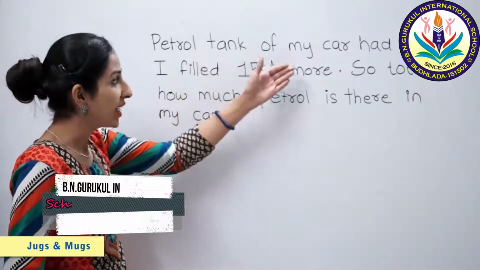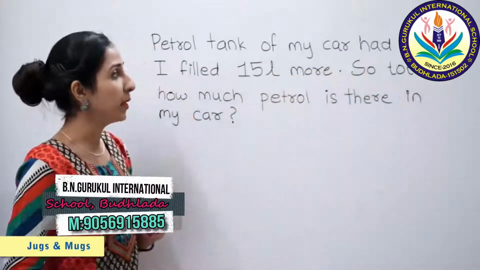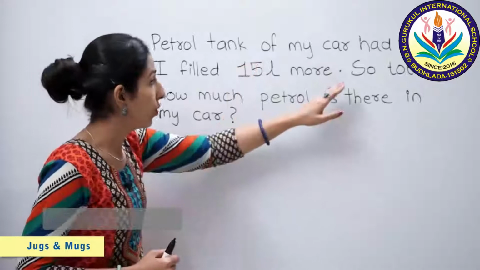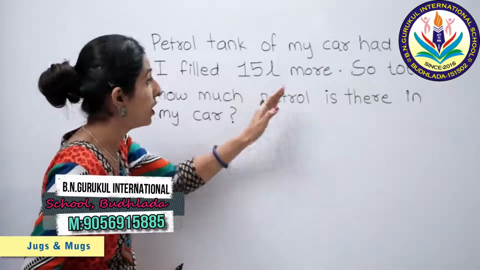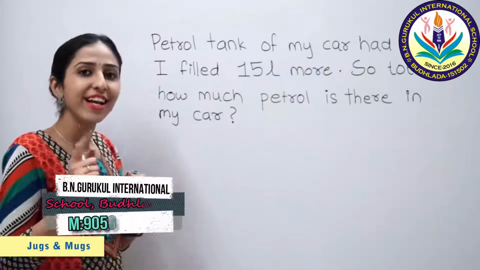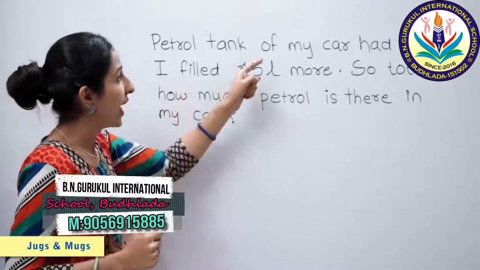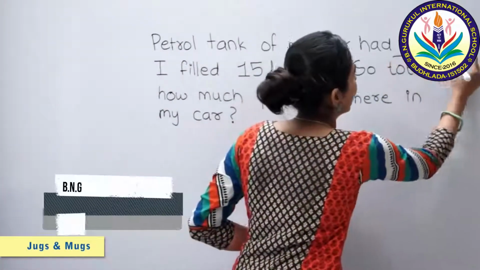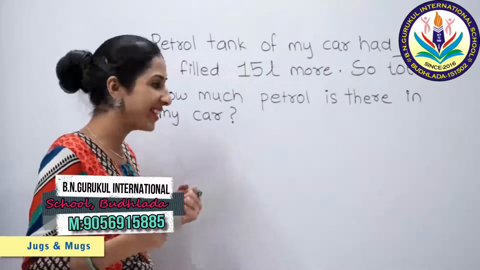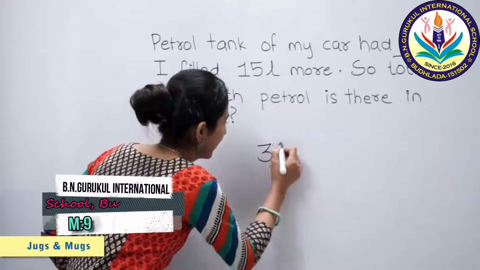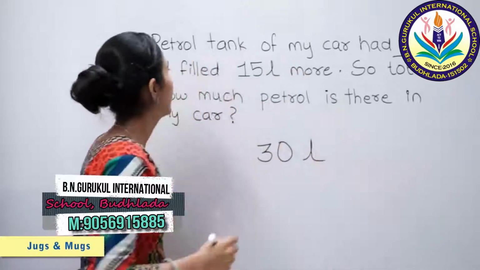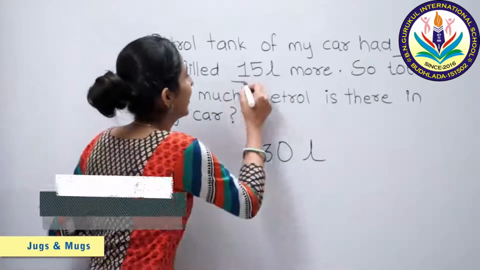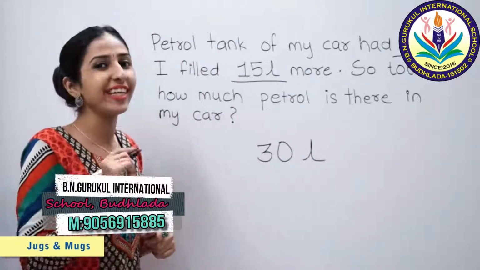Word problems on addition of capacities. Petrol tank of my car had 30 liters of petrol. I filled 15 liters more. So, total how much petrol is there in my car? Let's find out. The petrol tank of my car had 30 liters. Let's write 30 liters. I filled 15 liters more. Let's write 15 liters.